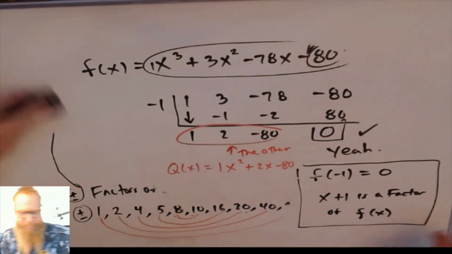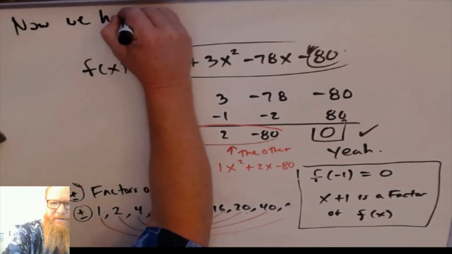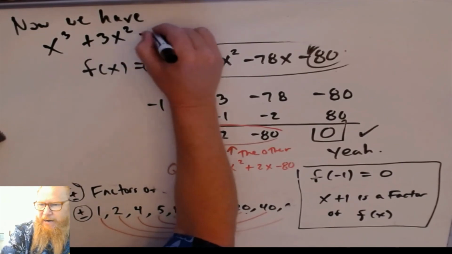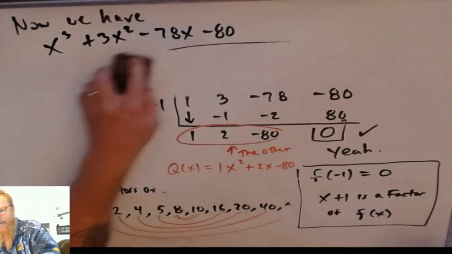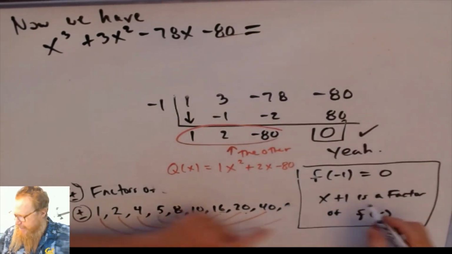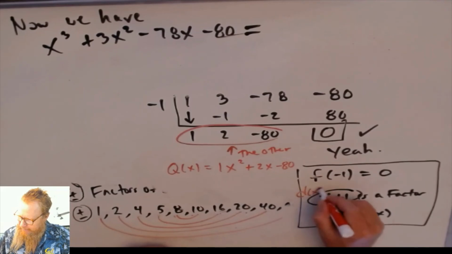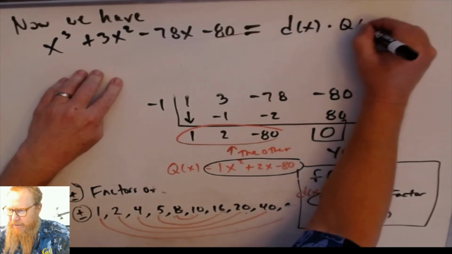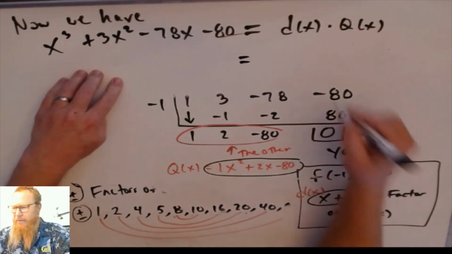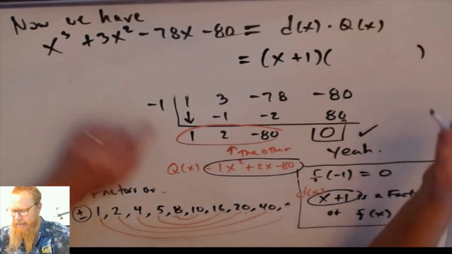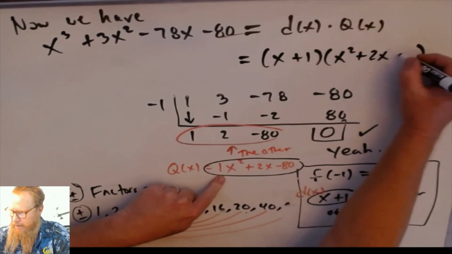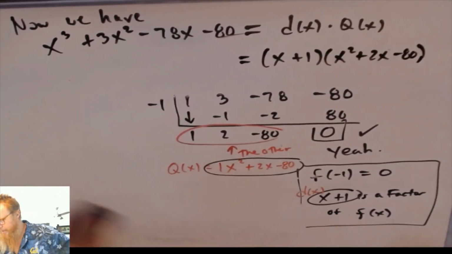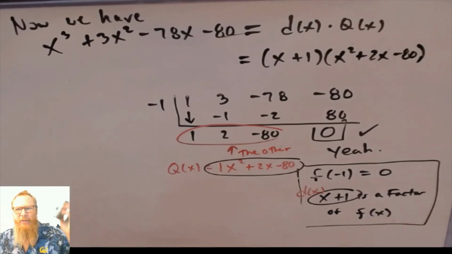So what have I just done? So now we have x cubed plus 3x squared minus 78x minus 80. That's our f, which is equal to d of x, the divisor, times q of x with no remainder. So d of x is x plus 1, and q of x is x squared plus 2x minus 80. Okay. So now you have a choice.